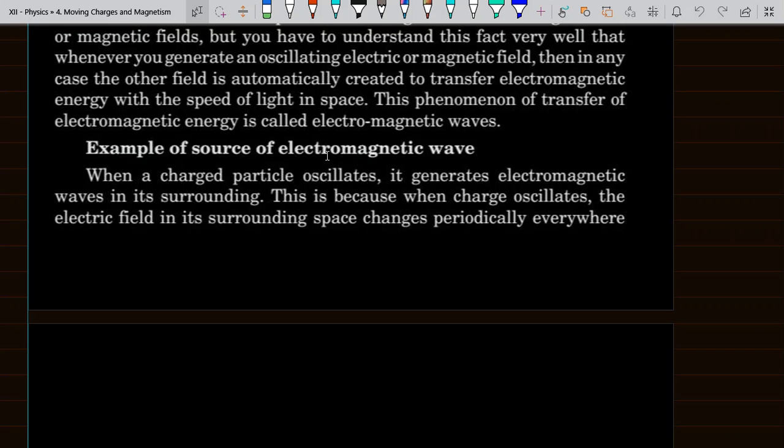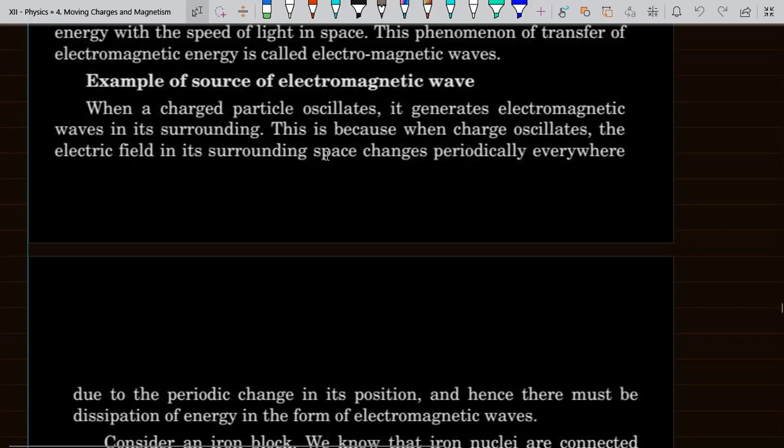Example of source of electromagnetic waves. When a charged particle oscillates, it generates electromagnetic waves in its surrounding.